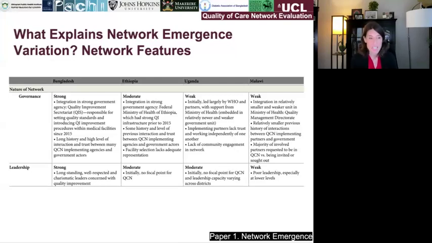And the second critical factor to QCN's emergence is effective leadership. And in Bangladesh, there were long-standing, well-respected, charismatic leaders concerned with quality improvement.